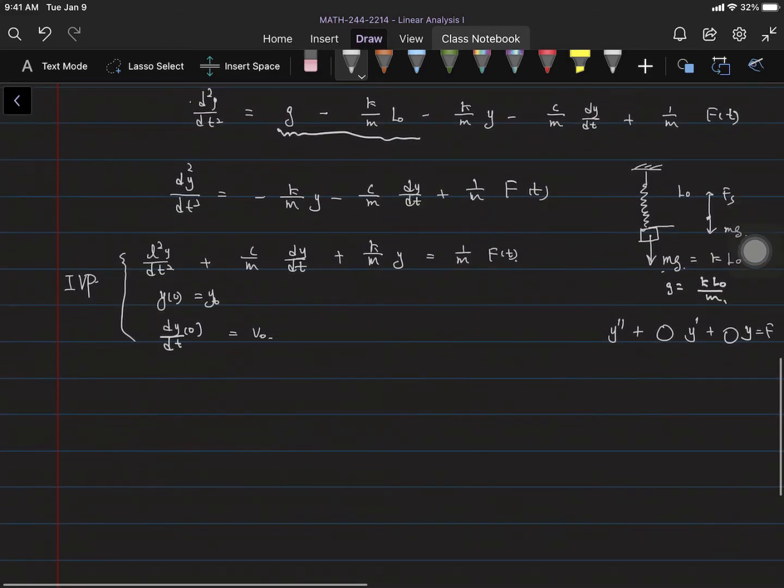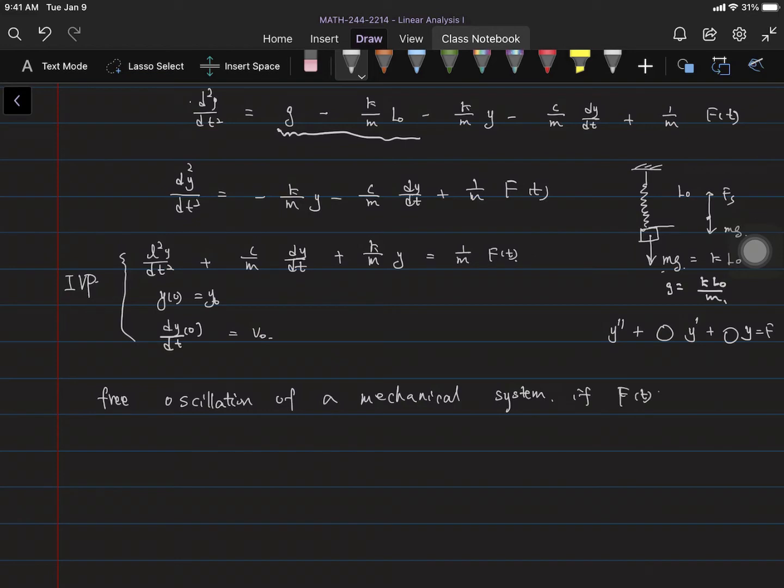If there is no external force, we call that free oscillation of a mechanical system. If we write F(t) equals 0, there's no external force, just oscillation by the spring itself. So in this section, we are just going to do the free oscillation, that means F(t) equals 0.